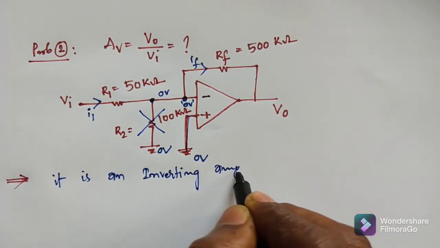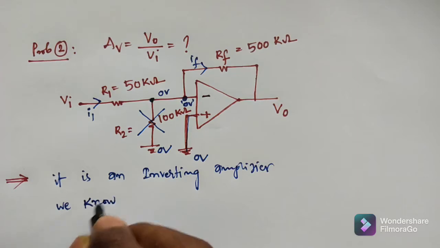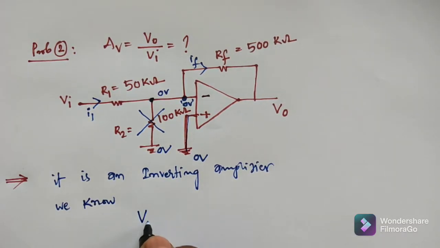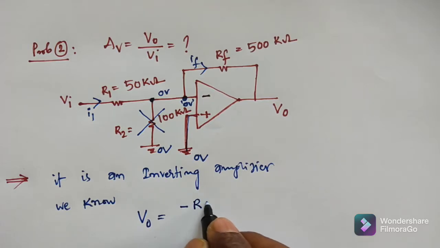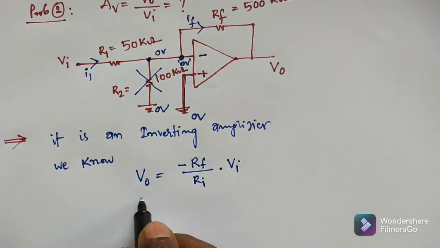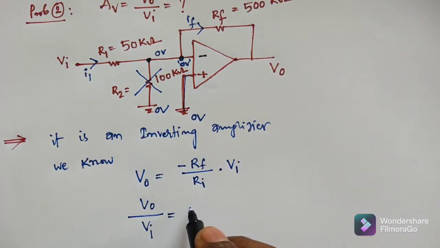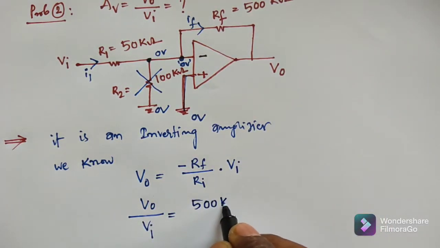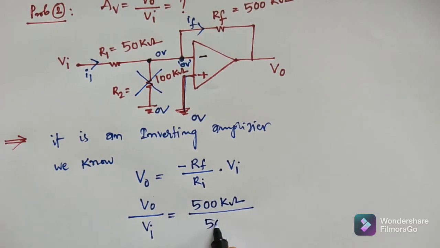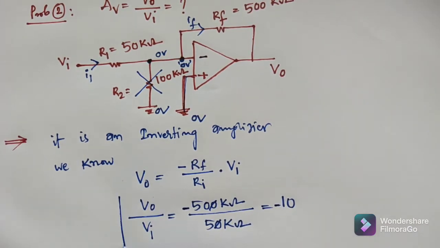In the inverting amplifier, based on previous videos, the formula is V0 is equal to minus Rf by Ri into Vi. Now I have to calculate the gain, V0 by Vi is equal to minus Rf value, that is 500 kilo ohms, by 50 kilo ohms. Finally 10, with the negative symbol. The result is minus 10.